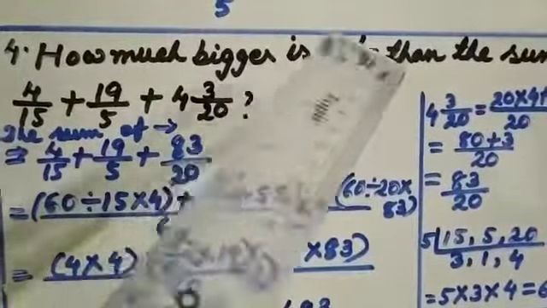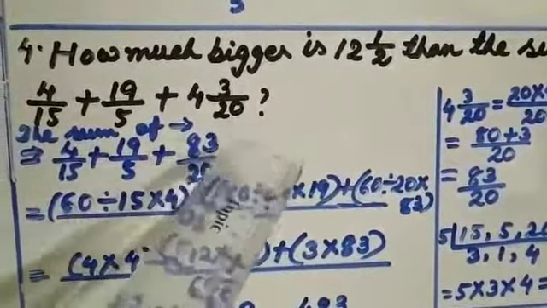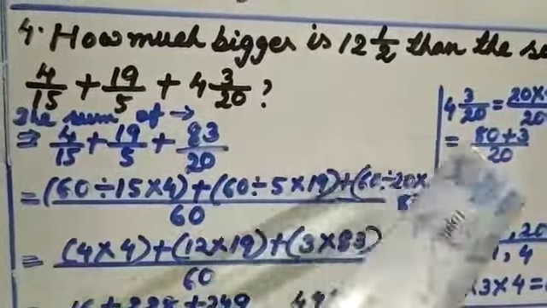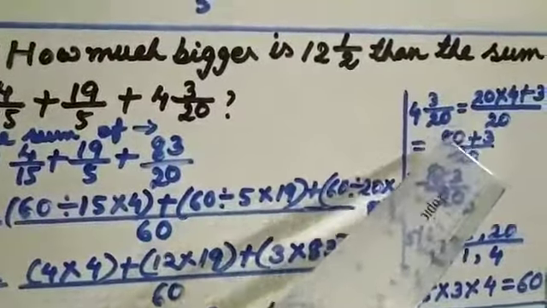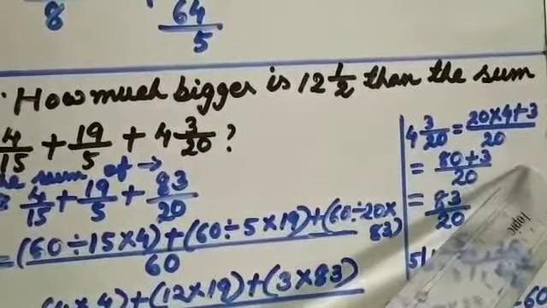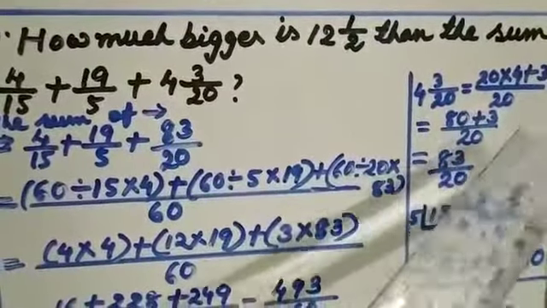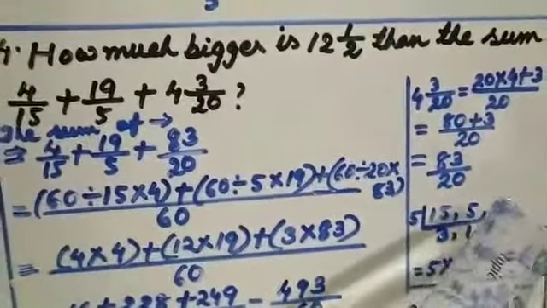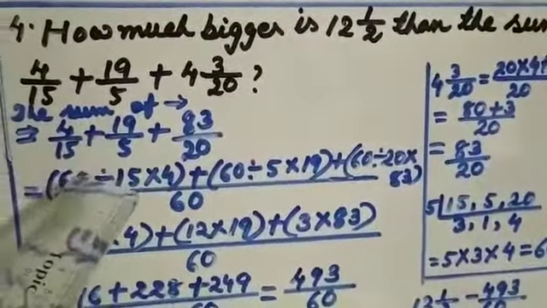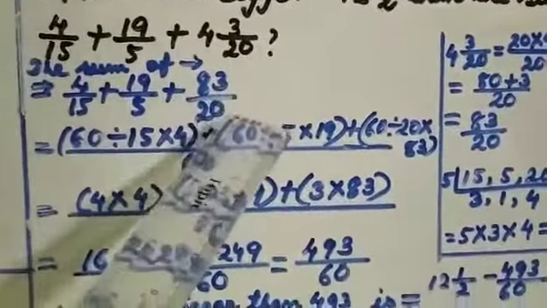Okay. So here you are getting two mixed fractions. First you are doing the addition. So you have to change this mixed fraction first into an improper fraction. Here you see 4 whole number 3 by 20. So 20 multiplied by 4 plus 3, divided by 20. Now 20 fours are 80, plus 3, is equal to 83 divided by 20. Clear? Now you will write 4 by 15 plus 19 by 5 plus 83 by 20.